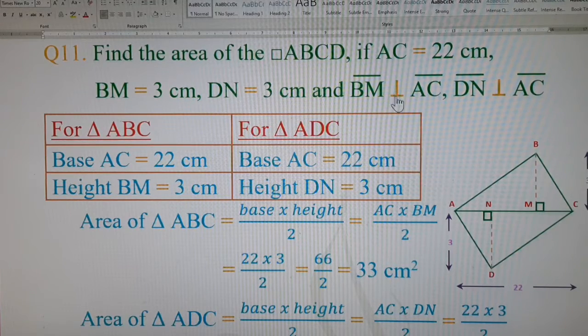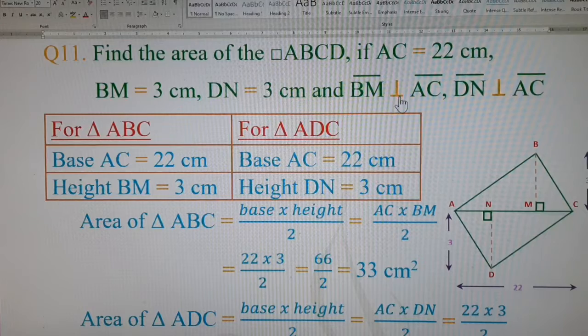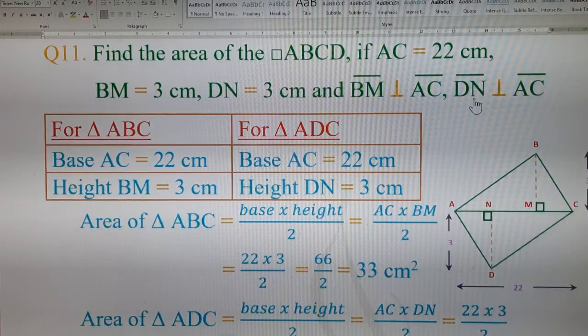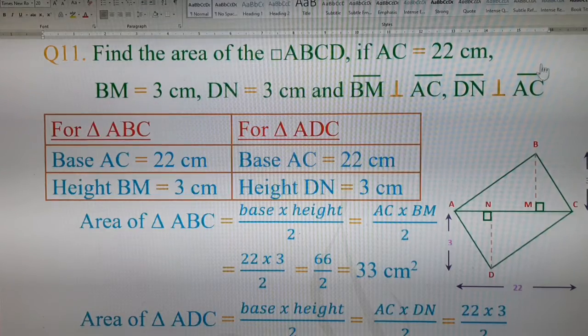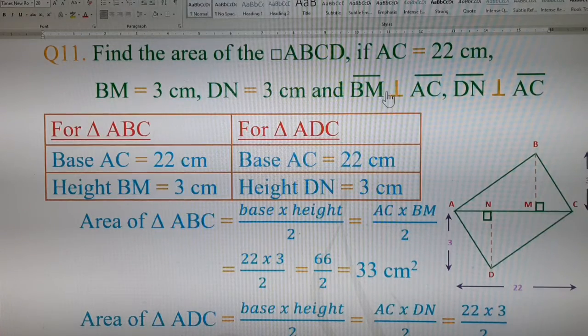This symbol of inverted T is known as perpendicular symbol. That means two sides are forming a 90-degree angle. When two line segments form a 90-degree angle, this symbol of perpendicular is written in between the two line segments. Line segment BM is perpendicular to line segment AC. That means the angle found between these two line segments is 90 degrees. Similarly, line segment DN is perpendicular to line segment AC. That means the angle found between line segment DN and line segment AC is 90 degrees, or a right angle is formed between these two line segments. So perpendicular symbol means a right angle is found between two line segments.